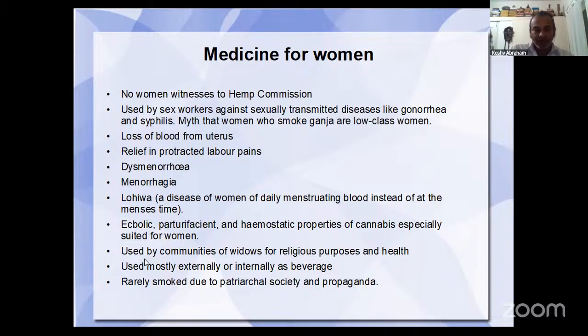We find that communities of women who were excluded from society, such as widows who went and lived alone together in different places as a community, used cannabis mainly for their mental health as well as for their religious purposes. Most women used it either externally, applying it as oils or tinctures, or drank it as a beverage. Smoking was quite rare, I think primarily because of the society in which they lived and the myths that had already been created.